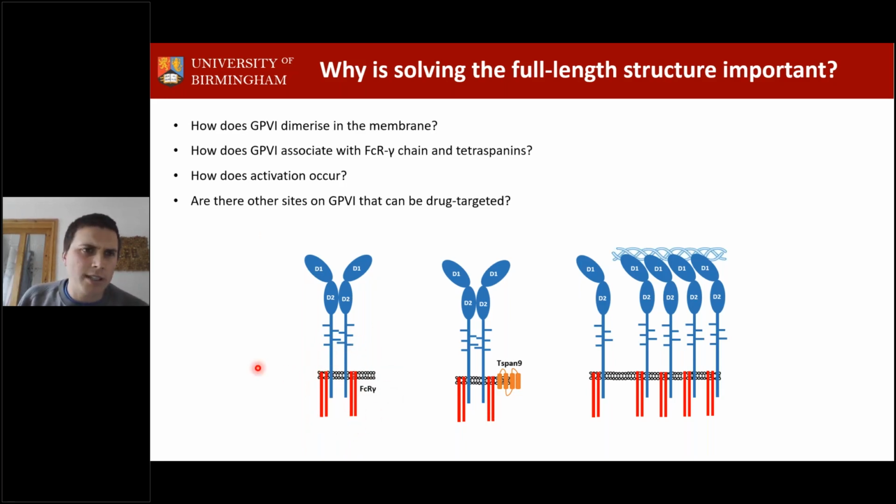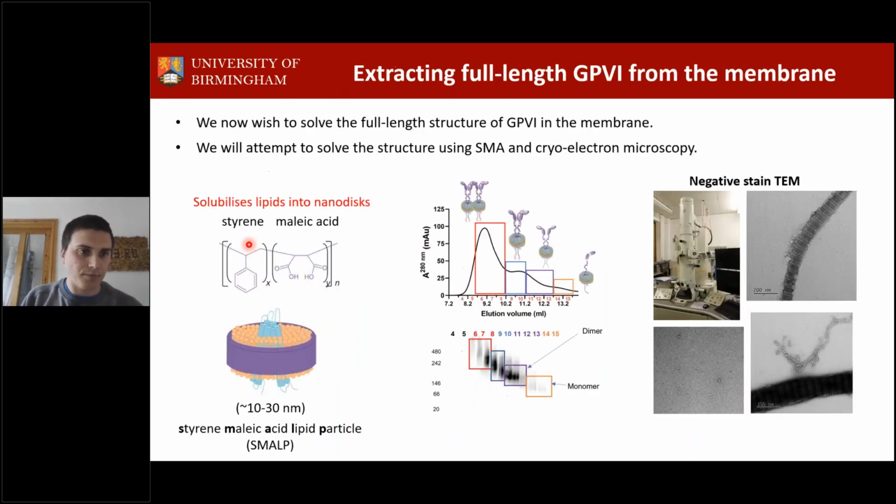And this is important because it allows us to really look at how GP6 dimerizes in the membrane, not just in recombinant form, but actually in the membrane. It allows us to see how it associates with the various chains and other proteins that GP6 is associated with, such as tetraspanins. How activation occurs, is there a conformational change? We think not, but again, we're only looking at recombinant proteins. And are there any other sites that can be targeted for drugs?